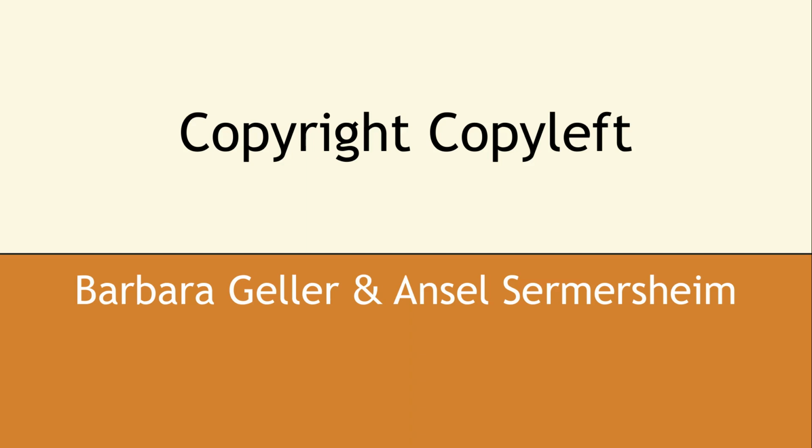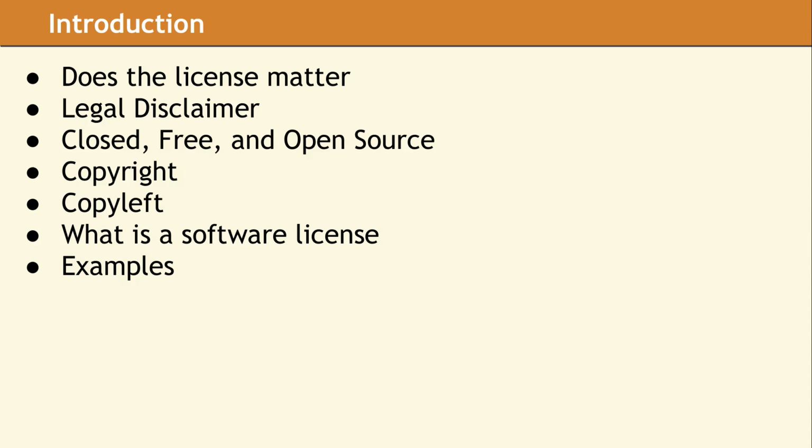In this video, we are going to discuss open source software. Copyright, copyleft. Most software can be divided into three categories: closed software, free software, and open source software. We are going to go over the differences between these and then talk about copyrights and licenses.